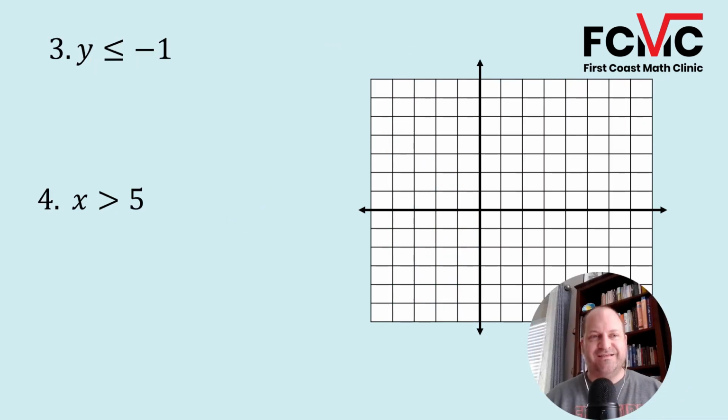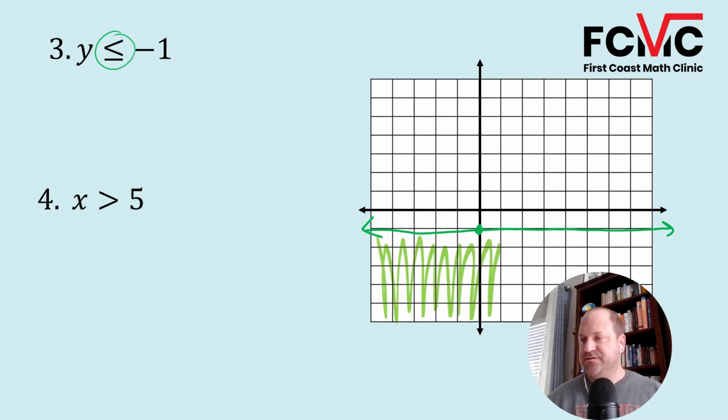For number 3, we've got y is less than or equal to negative 1. I'm going to graph this in green. So we're going to start at negative 1 on the y-axis. Since it's less than or equal to, we want a solid line here. And y is less than, so we want all the values that are below negative 1. So these are going to be all of these values, including the line y is less than or equal to negative 1.